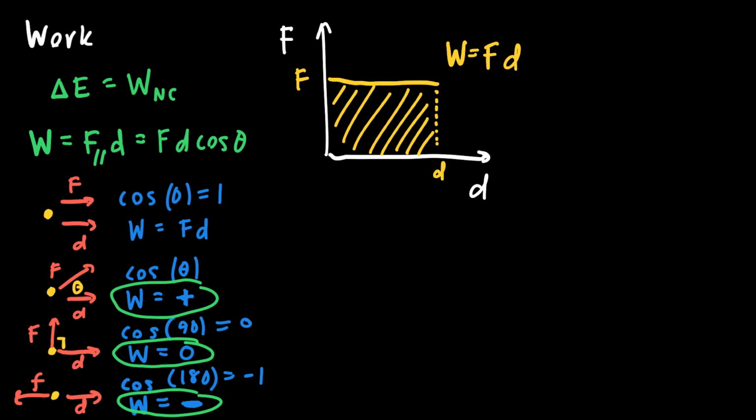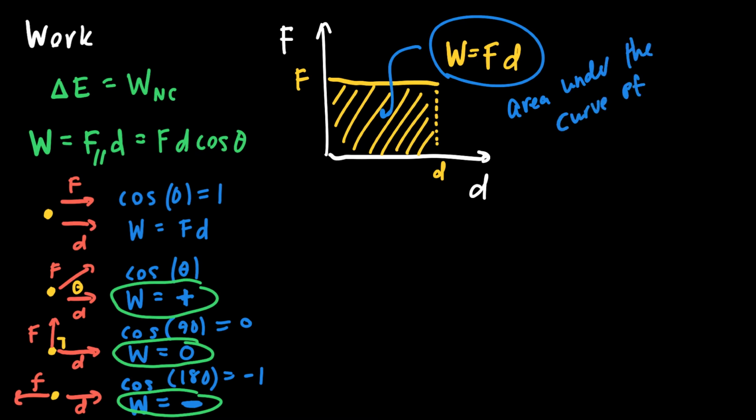And so another way of figuring out how much work has been done on an object is to use a graph of force versus position and find the area under the curve. Work is equal to the area under the curve of a force versus distance graph. And so we've seen area under the curve type of things before.